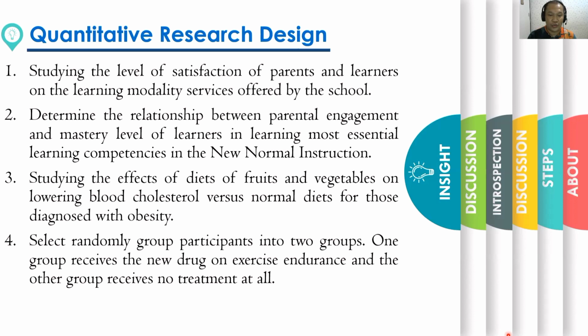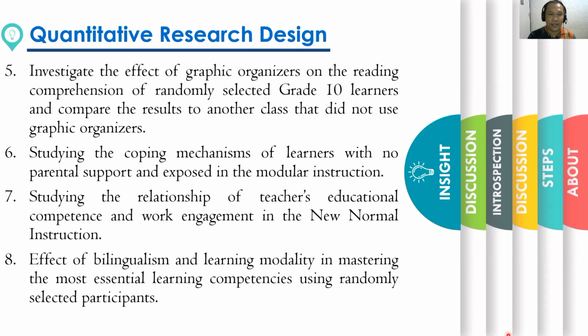Number 4, select randomly group participants into two groups. One group receives the new drug on exercise endurance, and the other group receives no treatment at all. Number 5, investigate the effect of graphic organizers on the reading comprehension of randomly selected grade 10 learners and compare the results to another class that did not use graphic organizers. Number 6, studying the coping mechanisms of learners with no parental support and exposed in the modular instruction.